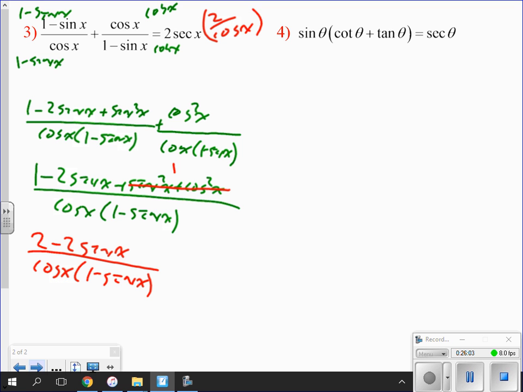Okay, you got an idea where we're going next? No. Common factor. What's my common factor in my numerator?